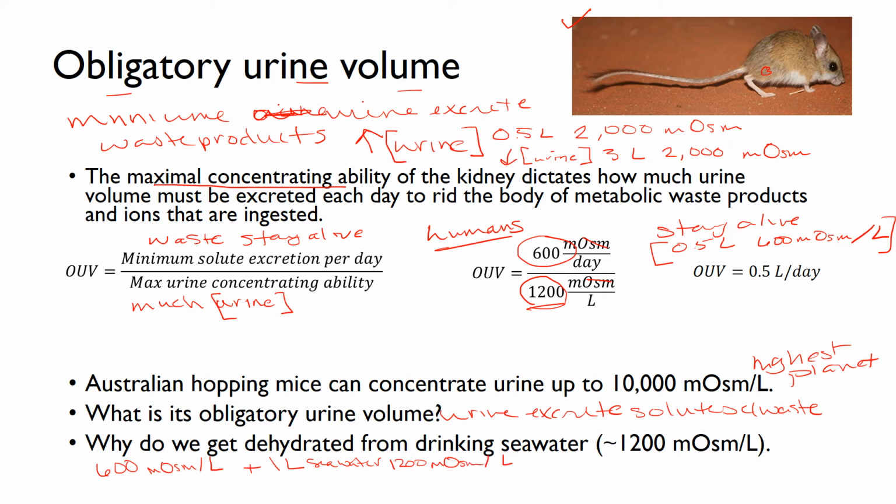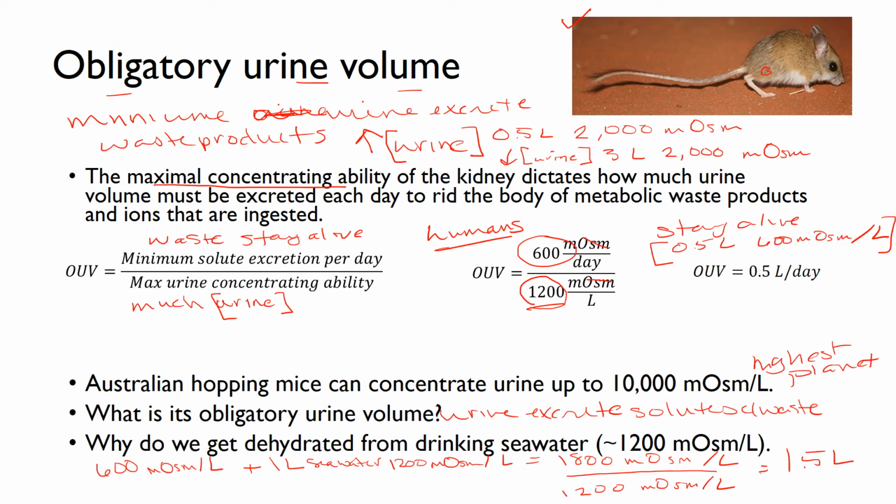So 600 of just our natural body waste products, plus we just ingested a liter of seawater that has another 1200 milliosmoles in it. That's 1800 milliosmoles just from your body and the seawater. But we can only concentrate our urine up to 1200 milliosmoles per liter. So what's 1800 divided by 1200? Well, that's about 1.5 liters.